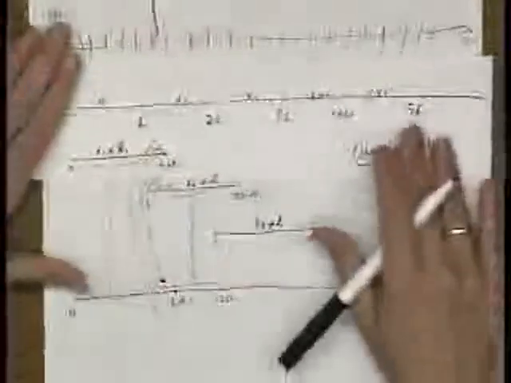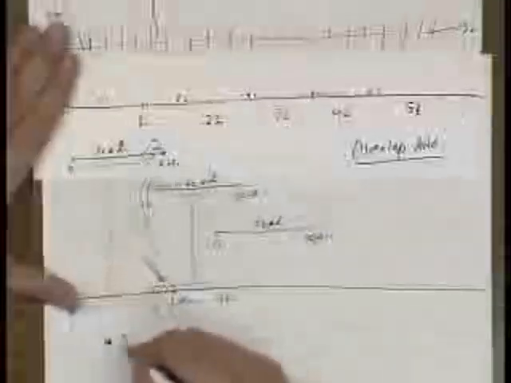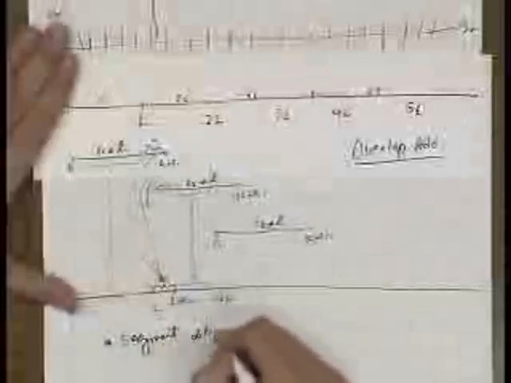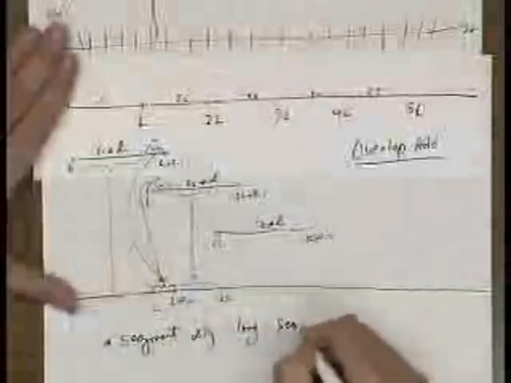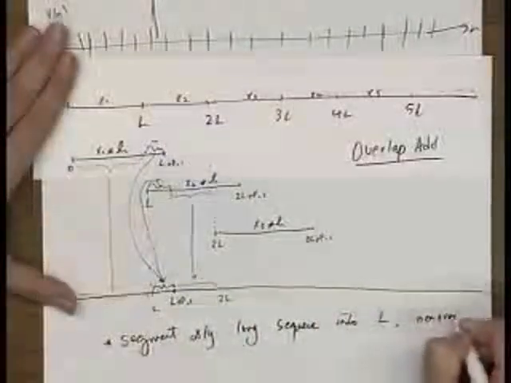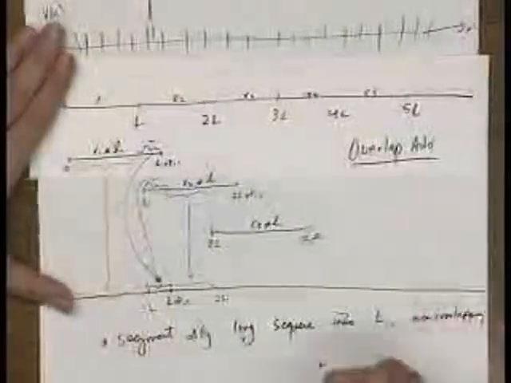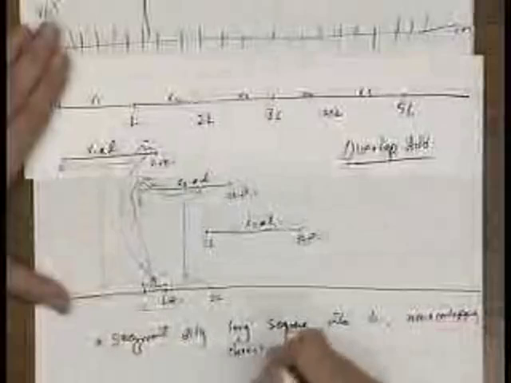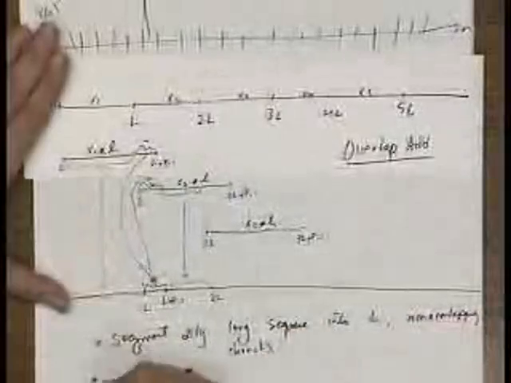Okay, so this technique here is called overlap add. The basic ideas and the steps can be summarized like this. You segment the infinitely long sequence into L non-overlapping blocks or chunks. And then what do you do after that? Then you convolve each chunk with H. Okay, so that's step 1.